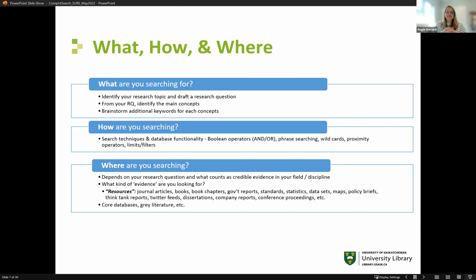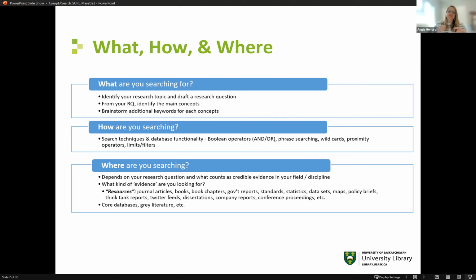The how is really the technicalities of how you're best implementing that search, regardless of where you're searching. So for instance, what are those search techniques that you're using to ensure that you're doing your search in a comprehensive and smart way? And we'll talk about that in a bit.